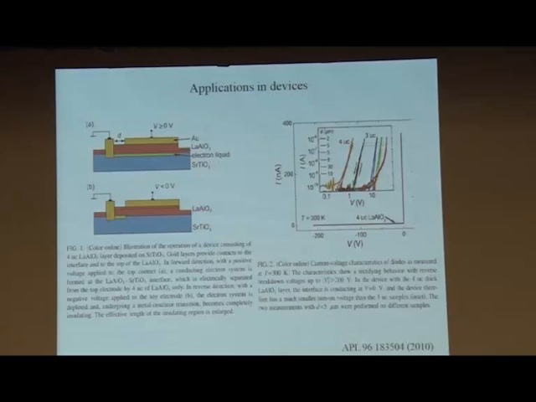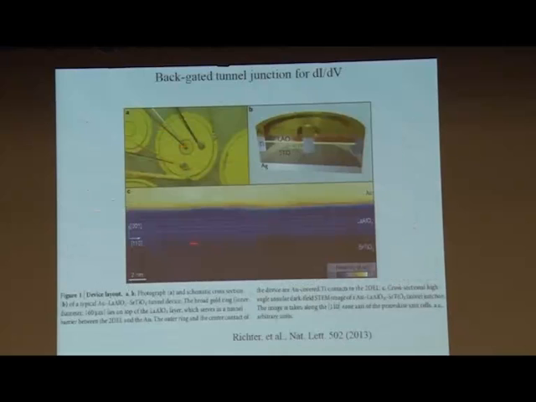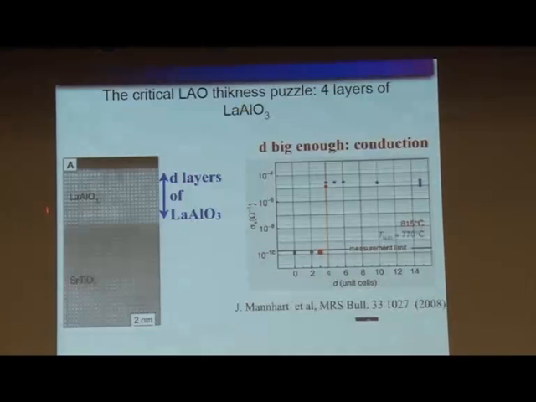So this is the one, and this is how you get these systems. These systems are almost always backgated. I do not know why you don't front gate it. There must be a reason. This is one of Manhart's series of papers. What was interesting is that you need 4 layers of LaAlO3 to produce the metallicity. So this 4 is like a magic number, and I haven't seen any explanation of this 4 from any real theoretical hard calculations. But this is true, it is 4.